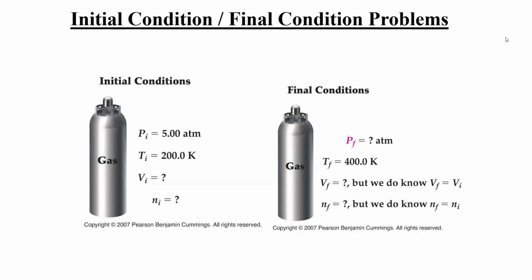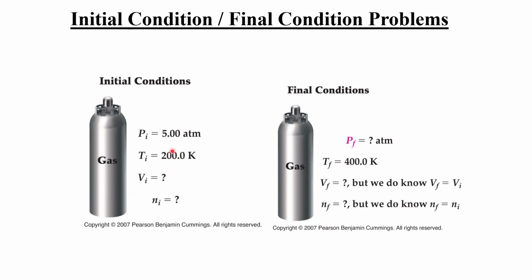Now let's look at the type of problem called initial condition, final condition problems. In these problems, an initial set of conditions is given. So we have a gas filled in this sealed container. The pressure of this gas is 5 atmospheres and the temperature is 200 Kelvin. We do not know the volume of this gas, and we do not know how much gas there is. Number of moles we do not know.